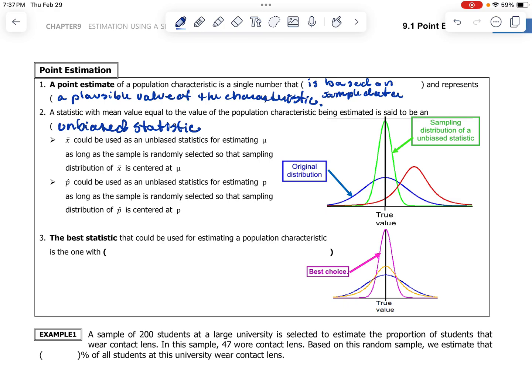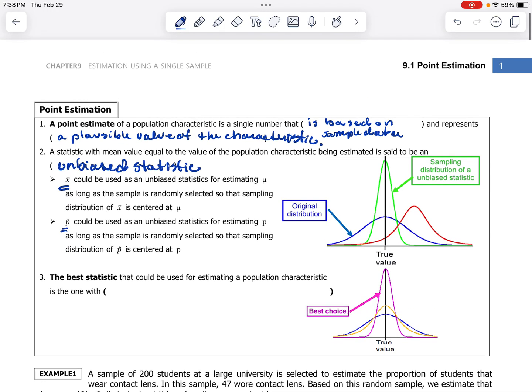So we use our sample mean. X bar could be used as an unbiased statistic for estimating the population mean, as long as the sample is randomly selected, so that the sampling distribution of X bar is centered at mu. And P hat could be used as an unbiased statistic for estimating our population proportion P, as long as the sample is randomly selected, so the sampling distribution of P hat is centered at P.